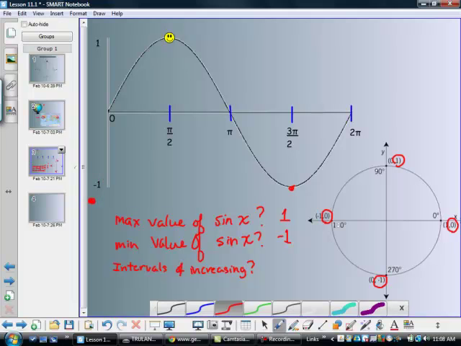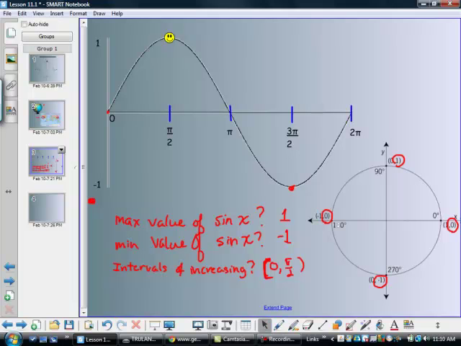So he had from 0 to pi over 2, he was increasing. Technically, this should be a square bracket because we're starting at 0, and from there on we're increasing. All right. Where else are we increasing?